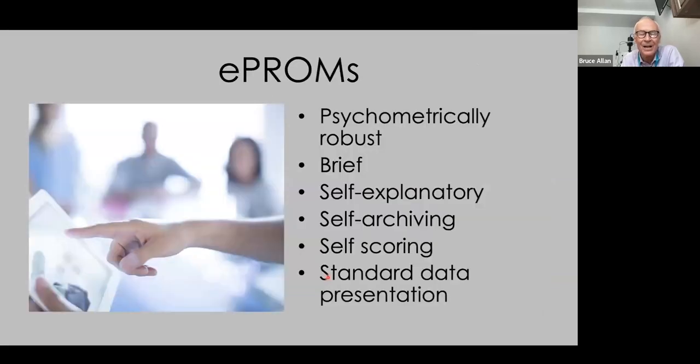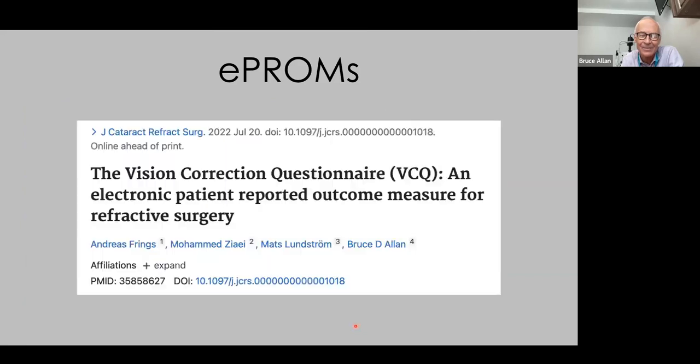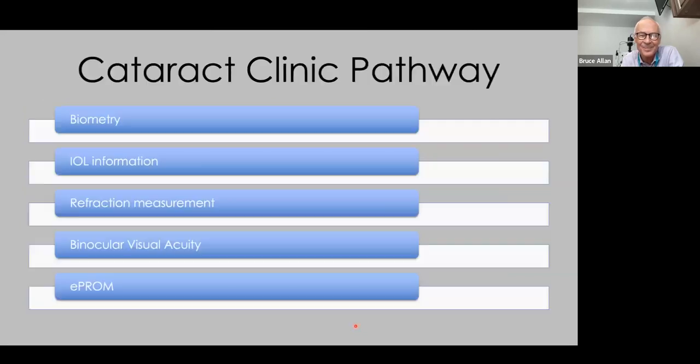And then with regard to the patient-reported outcome measures, we've done some work on this and developed something called the VCQ, which we hope is psychometrically robust. It's very quick to do. It's something the patients can administer to themselves on a phone or on an iPad. And the data is self-scoring and self-archiving. And we are working on a standard data presentation for it now, so it's easy to use. We're trying to develop an app for it, so that's free to download and easy to use. You can look that work up here.